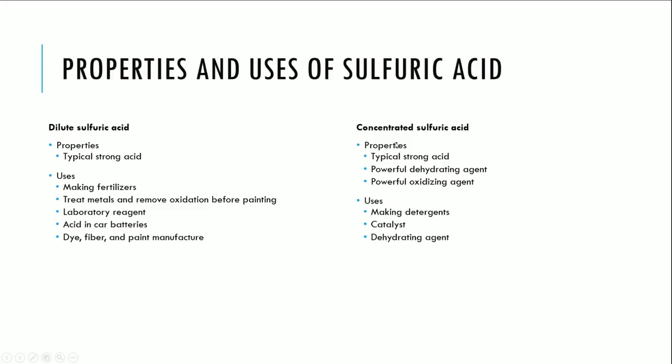When we talk about concentrated sulfuric acid, the properties, of course, would again be that it's a strong acid, it's a very powerful dehydrating agent, and it's a very powerful oxidizing agent as well. The uses would be similarly to make detergents. It can be used as a catalyst, and it can also be used as a dehydrating agent. As we talked about above, one of the properties is that it is a dehydrating agent.